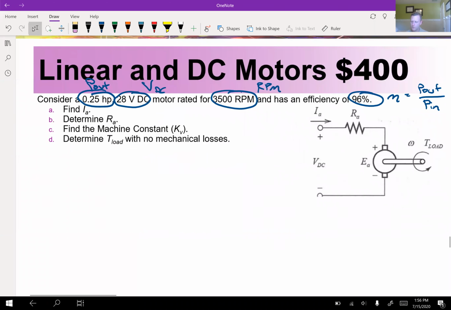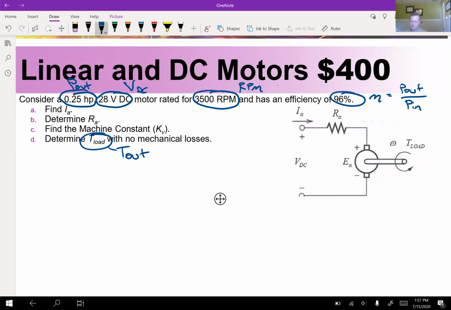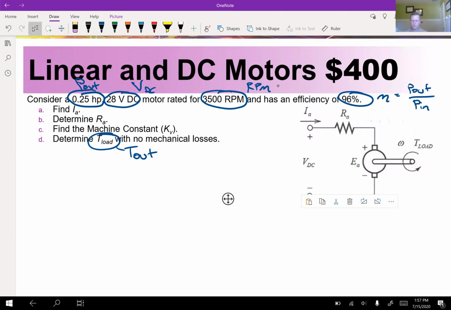Okay. So now the next part is we're being asked to find IA, that's current, find RA, that's resistance, find the machine constant, KV, and determine T load with no mechanical losses. And the one thing I'll say here is this would also be T out. Because that is my load, and it shows how we have a system that's drawn on the right, and the T load is on the output side. The load is the out, and that's been consistent with all of what we've been doing the whole semester with loads. That's the output side. And just to be clear, the equation sheet calls it T out.